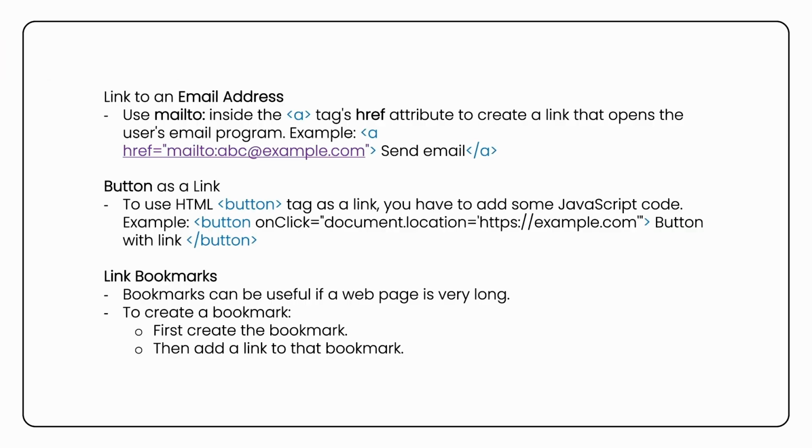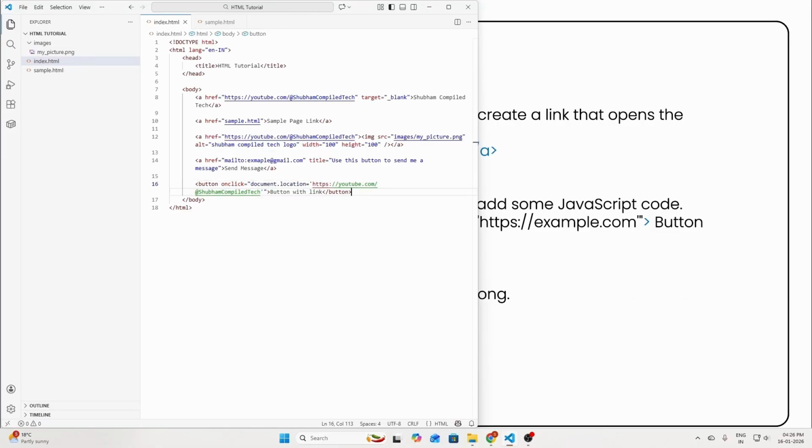Next, we have something called link bookmarks that allow us to jump to specific parts of a web page. Bookmarks can be useful if a web page is very long. When the bookmarked link is clicked, the page scrolls down or up to the bookmarked location. So what are the steps to create and use HTML link bookmarks? Let's go to our Visual Studio Code here and remove all of this. We don't need this anymore.